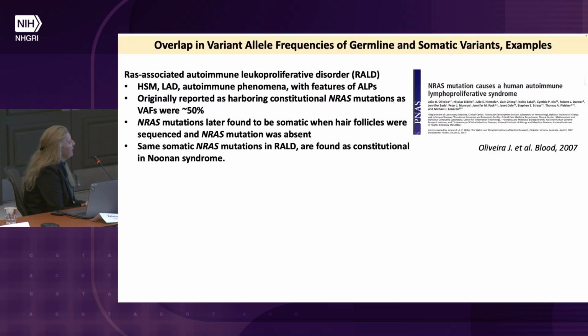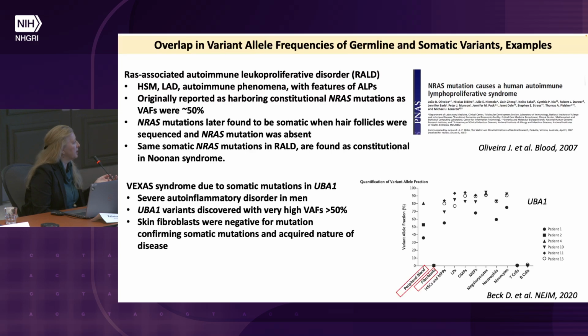And here's some examples. RAS-associated autoimmune leukoproliferative disorder is a disease that has features that overlap with ALPS. When this was first discovered, it was originally reported as harboring constitutional NRAS mutations, as the variant allele frequencies were about 50%. Later, when hair follicles were sequenced and found negative for the RAS mutations, it was realized that this is actually a somatic disease.